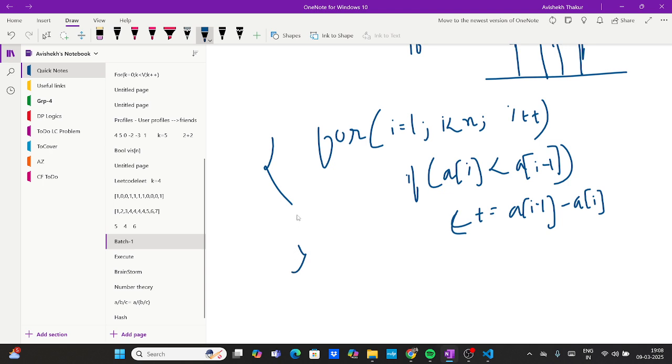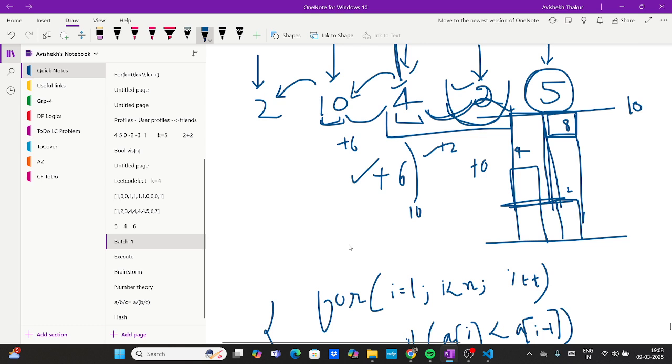Clear? Perfect. Okay. Can you scroll a little? Understood or not? Yeah. Can you scroll a little bit up?